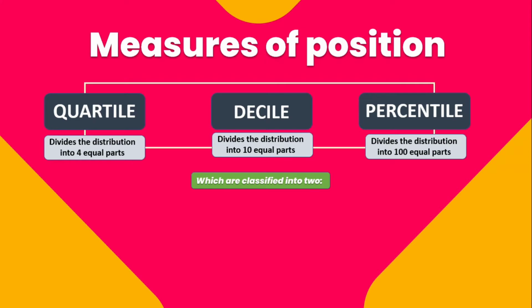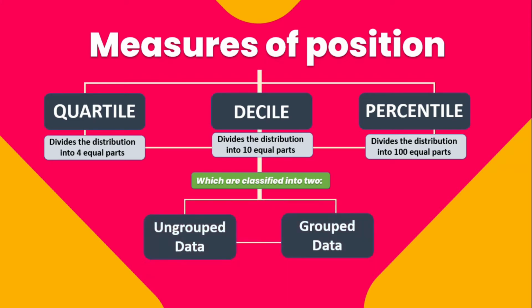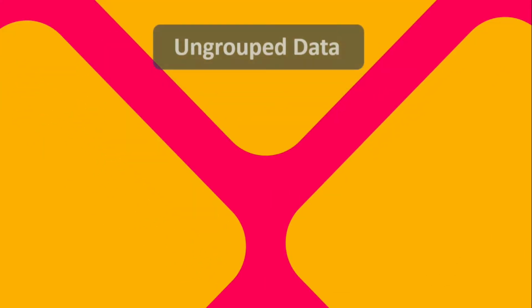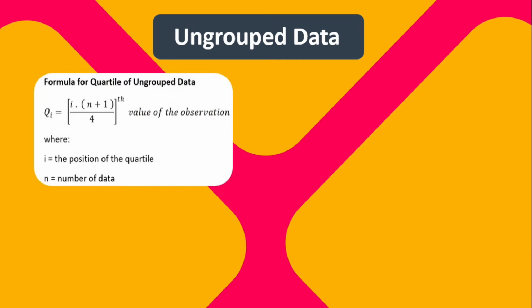These are classified into 2: the ungrouped data and the grouped data. The ungrouped data is in module 1 while the grouped data is in module 2. For ungrouped data, this is our formula. You might be confused why the formula is different from the formula in our modules. Actually, it is not really different. It only differs in the I, because what we use is K. So in Q_K, the K is the same as the I here.